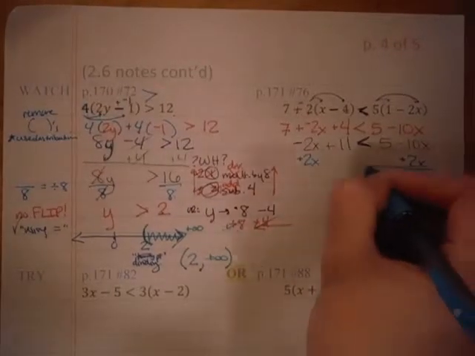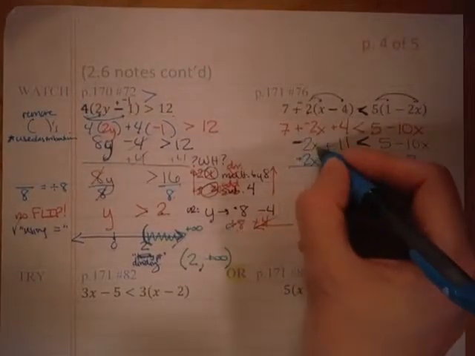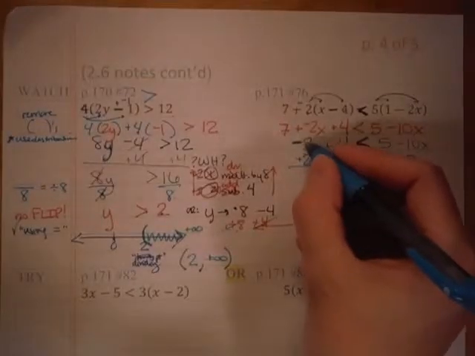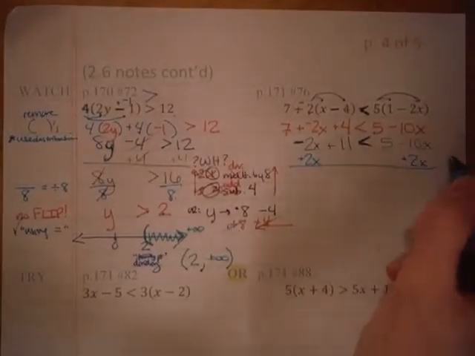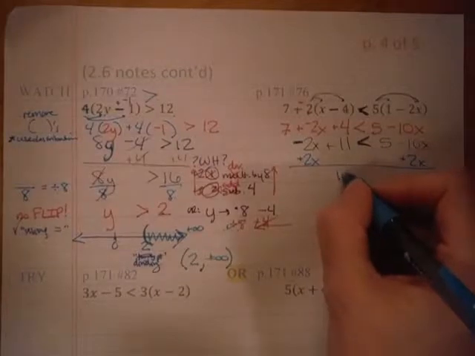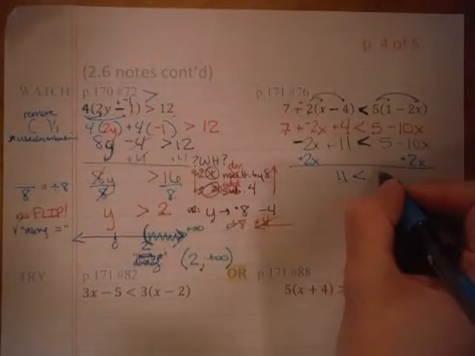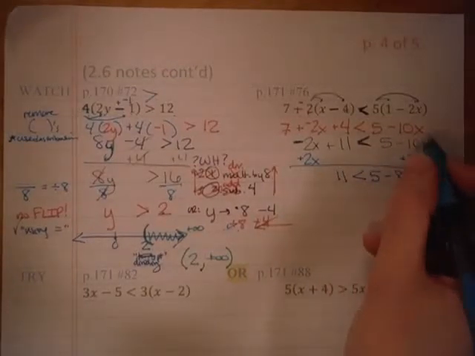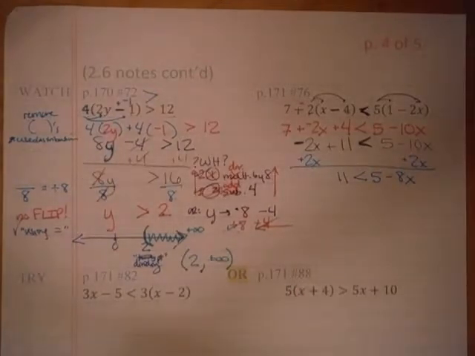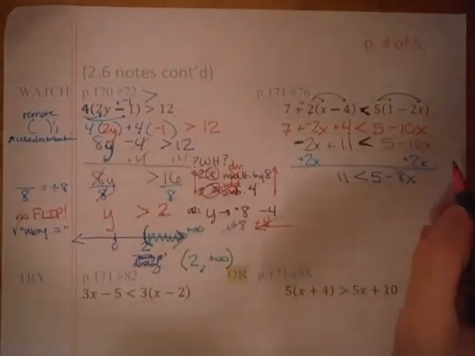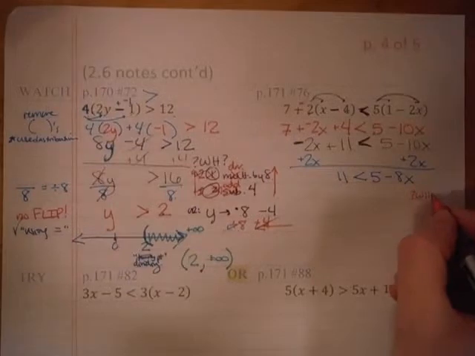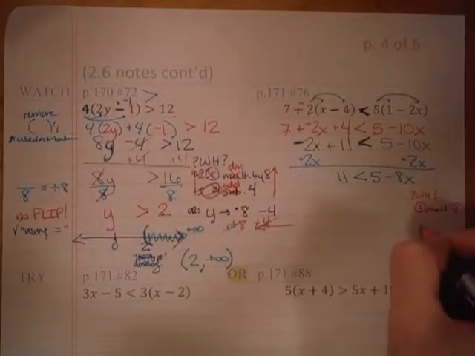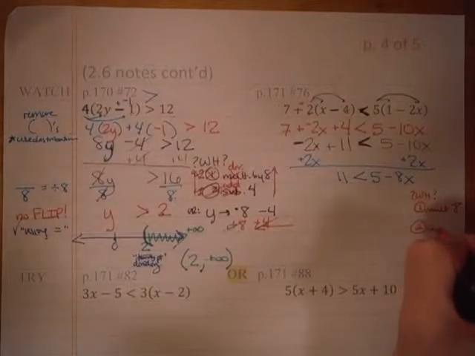How did I know to add? Because it's the opposite of what I see in front of the term that I want to move. I see a subtraction, so I'm going to do the opposite by adding. And what I do to one side, I do to the other. 11 less than 5 minus 8x. Negative 10 plus 2 is a negative 8. From there, I ask what's happening to x. In this case, two things are happening. It's getting multiplied by a negative 8, and then 5 is being added to it.